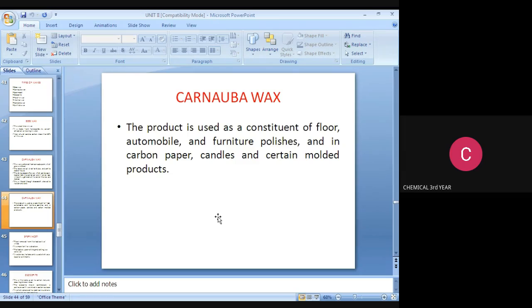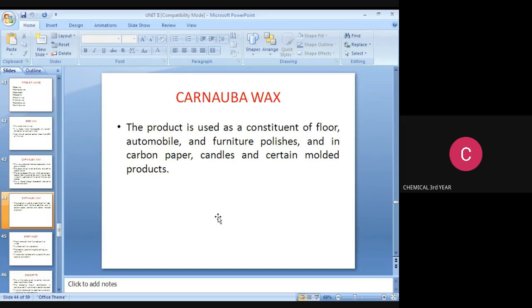Students, listen and note it down. Underline the uses of carnauba waxes, where it is used or the application of carnauba wax. This type of carnauba wax product is used as a component of floor, automobile, furniture polishes. So the first one is it is a major component of floor, automobile, and furniture polishes, in carbon paper, candles, and certain molded products. These are the uses or applications of carnauba waxes.